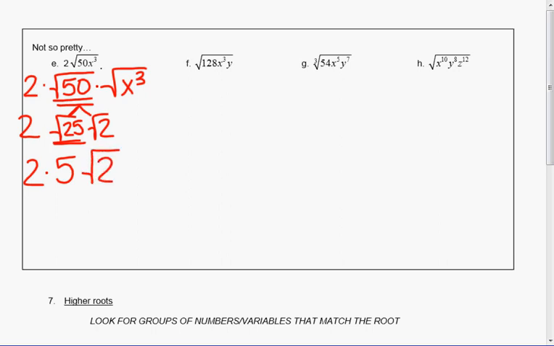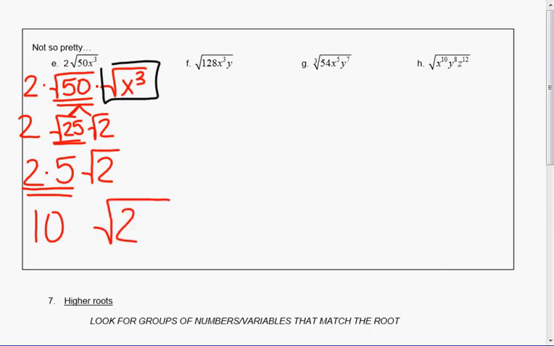And I'm just leaving the square root of x to the third till the end. Let's look here. 2 times 5 is 10, and I also have the square root of 2 here. Now you can see how I left a little room to see what's going to happen with the square root of x to the third.